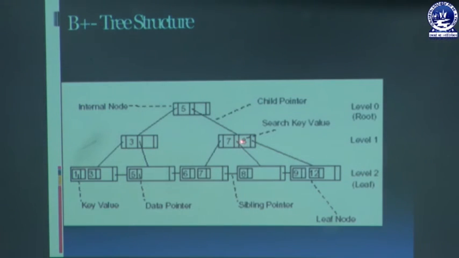Okay, this is the third characteristic. Each internal node has at most p pointers in case of B plus tree. Each internal node except the root node has at least p by 2 pointers, and the root node has at least 2 tree pointers if it is an internal node. Like your B tree, B plus tree also has 2 pointers. If it is not a leaf node, then it must have a left pointer and it must have a right pointer.